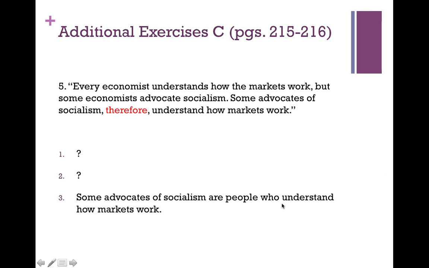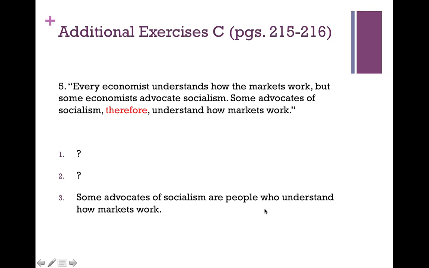Notice that I added "are" down here so we'd have a copula, and then "people" so that we'd form a class in the predicate term. But this is in standard form now. Some, we have our quantifier, advocates of socialism, that names a class, copula, and then we have a class listed in our predicate term.